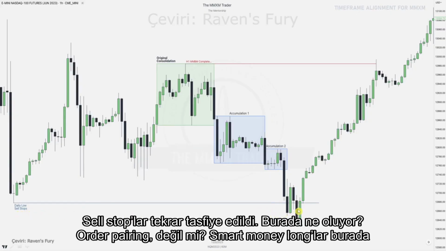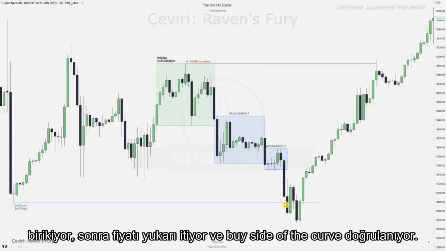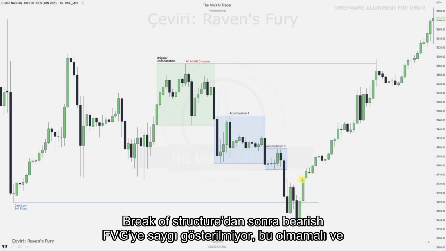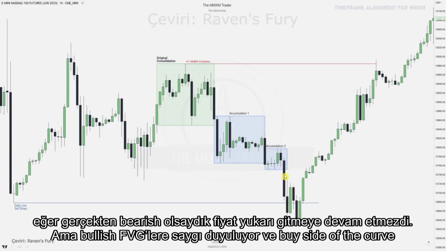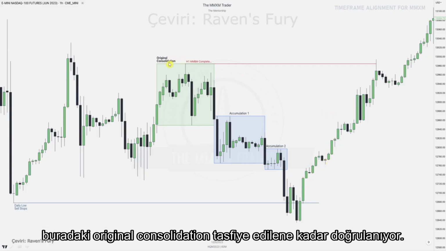Sell stops have been liquidated. Again, what happens down here? Order pairing, right? Smart money longs are being accumulated down here, then push price up higher, and buy side of the curve is being confirmed after break of structure, and we're disrespecting a bearish fair value gap, right? Should not happen if we are bearish, so continuing up, respecting bullish fair value gaps, and buy side of the curve has been confirmed until we liquidate this original consolidation up here.